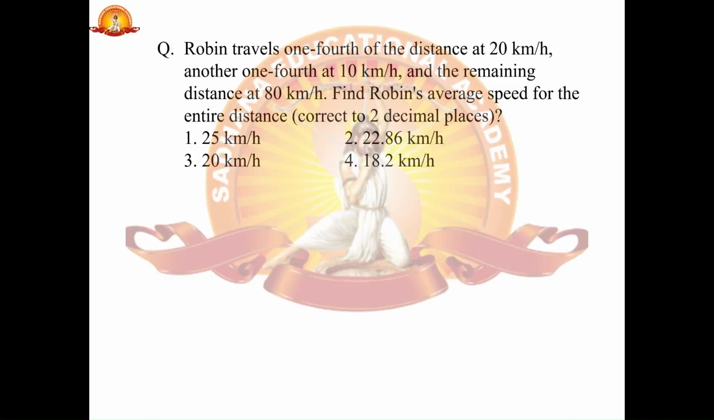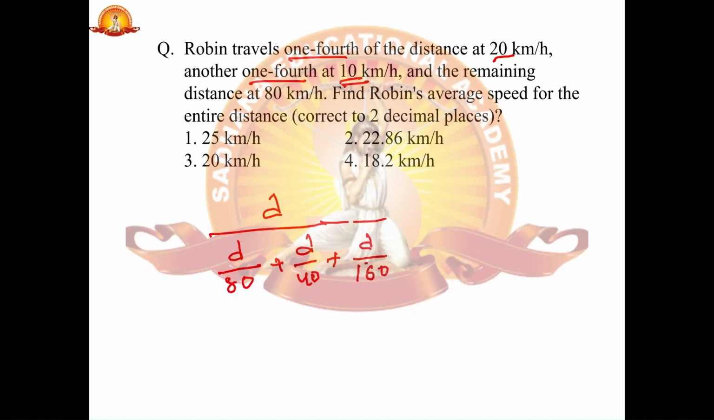So here, the average speed is equal to total distance traveled by total time taken. Let me suppose the total distance is d. Time taken in the first case, d/4 of the distance at 20 km per hour, is d by 4 by 20, which gives us d by 80, plus the time taken in the second case to travel again 1/4, d by 4 by 10, that gives us d by 40, plus the remaining distance, which is half the distance at 80 km per hour. Therefore, time taken is d by 2 by 80, which gives us d by 160.